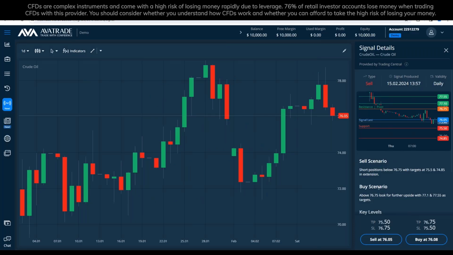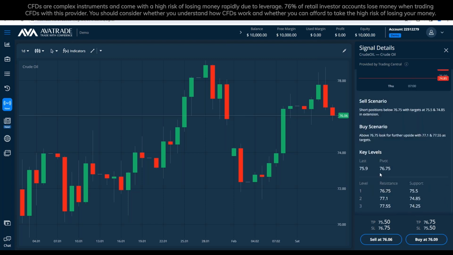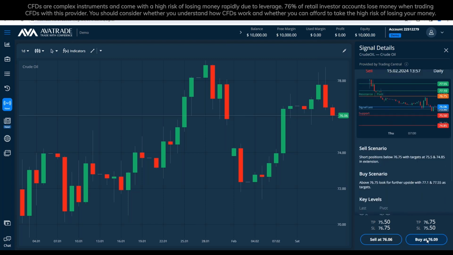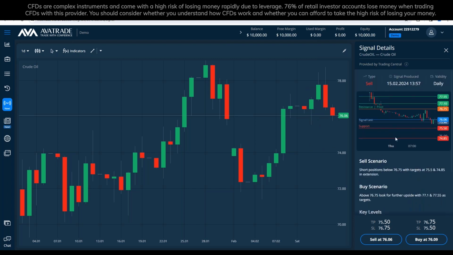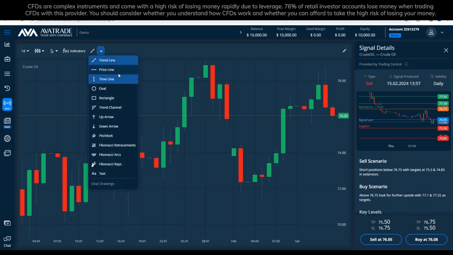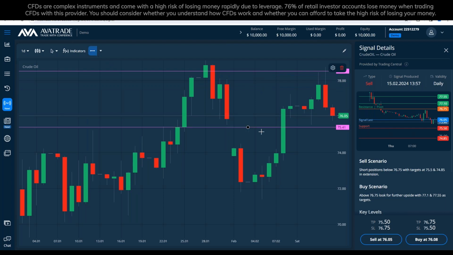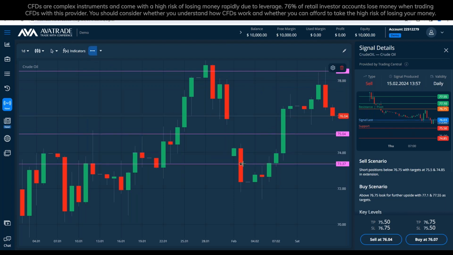We can see here that we have a sell scenario, we have a buy scenario. Just to quickly recap, when I'm buying something, my intention is it will go higher. When I'm selling something, my intention is that it will go lower. When I'm buying something and it goes down, I'll have a loss. And when I'm selling something and it goes up, I'll have a loss. You can see that this signal is technical analysis based, and we have support and resistance simplified on the chart. There are certain levels that we can adjust and analyze thanks to that.